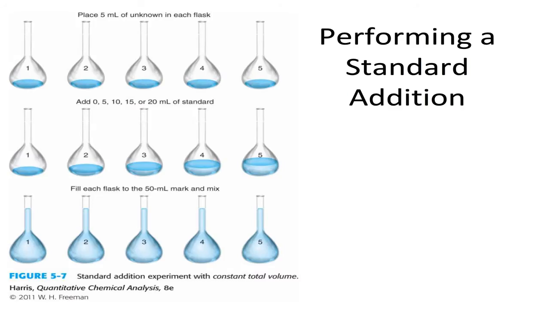When tasked with performing a standard addition experiment, begin with a series of volumetric flasks. You're going to add the same amount of sample to every flask. Then you're going to add a spike, a variable concentration of spike, which will generally mean a variable volume of a concentrated spike solution, and then you'll dilute them all to the same final volume. Once you have your solutions prepared, then you can analyze them on whatever instrument you have available.